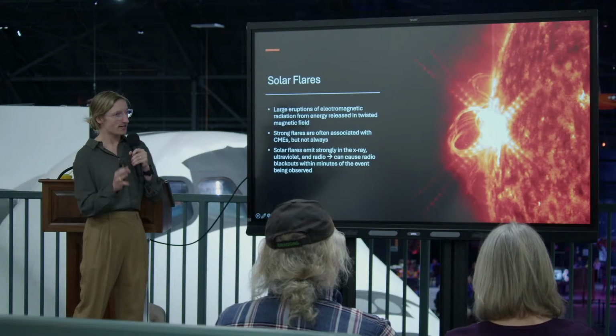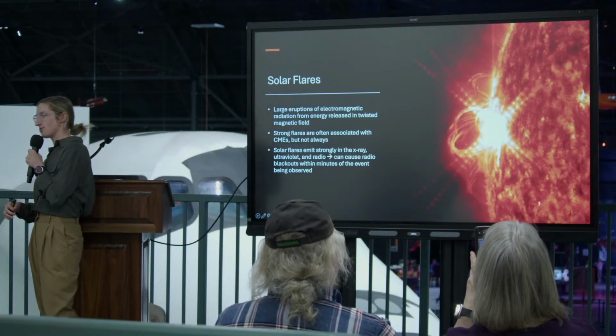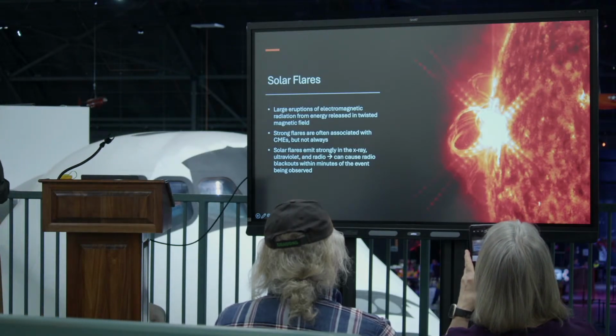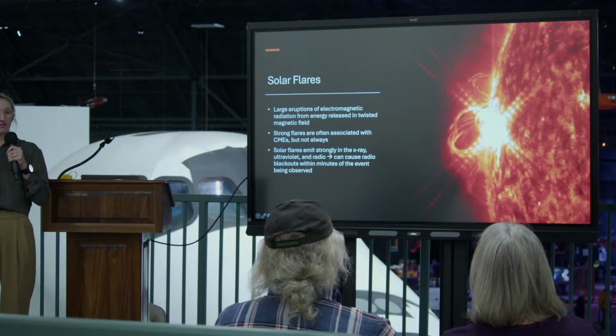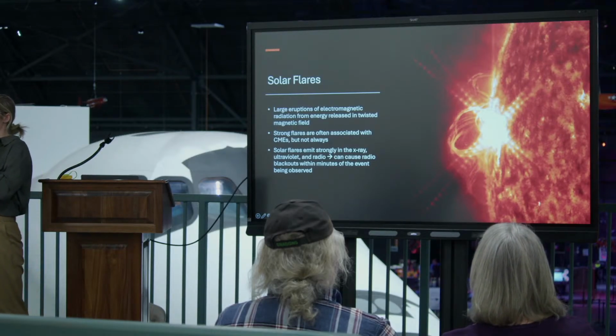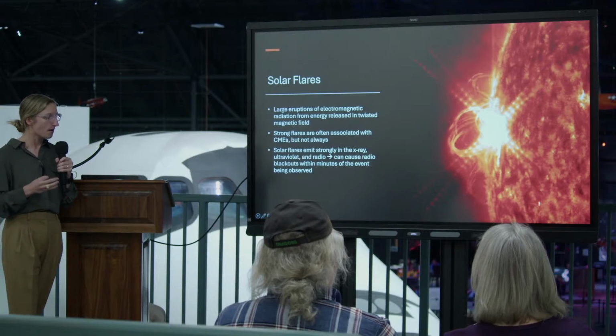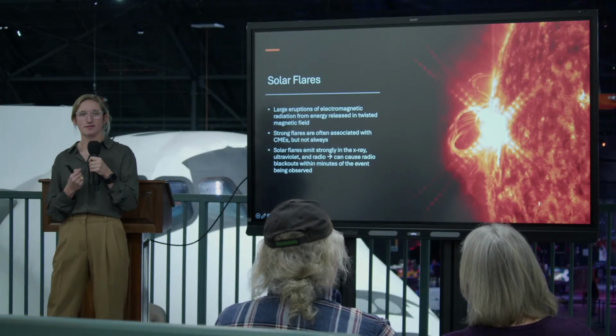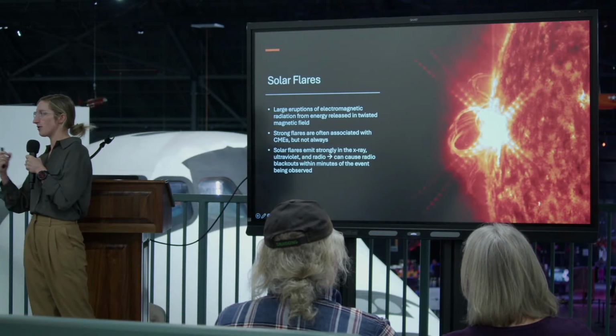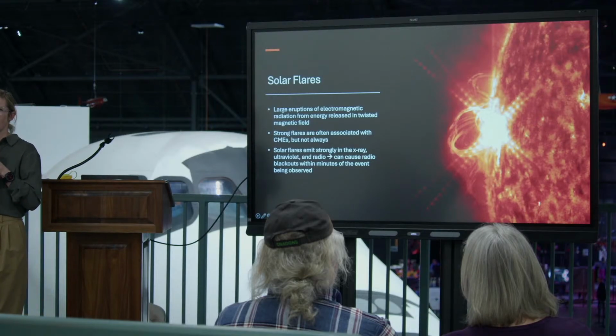Okay, so now moving on to coronal mass ejection's evil twin, which is solar flares. Solar flares are large eruptions of electromagnetic radiation. So they radiate a lot of light. And this comes from all the energy that is twisted in that magnetic field that was all twisted from that differential rotation that we talked about.